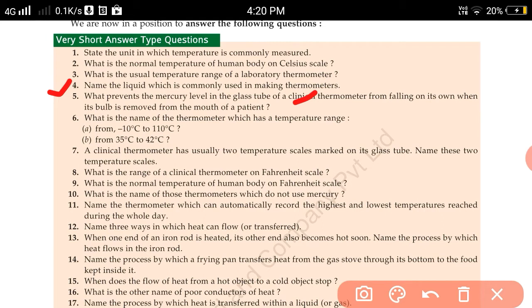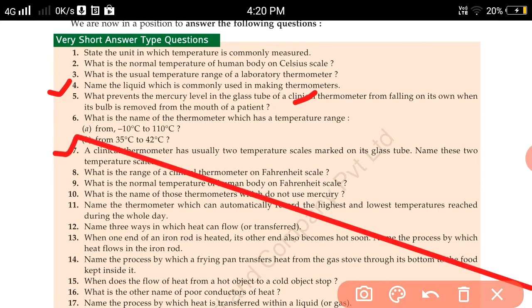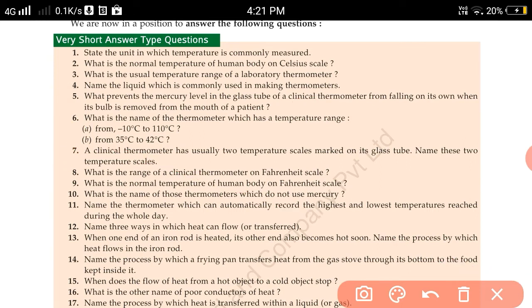What is the name of the thermometer which has the temperature range from minus 10 degrees to 110 degrees Celsius? It is the laboratory thermometer. And from 35 to 42 degrees Celsius is our clinical thermometer. Question number 7. The clinical thermometer has usually two temperature scales marked on its glass tube. Name these two temperature scales. These are one the Celsius scale and second the Fahrenheit scale.